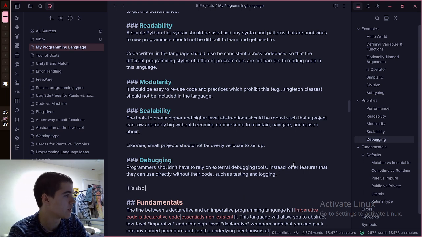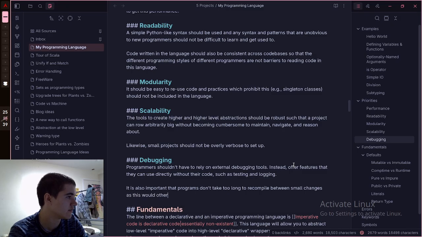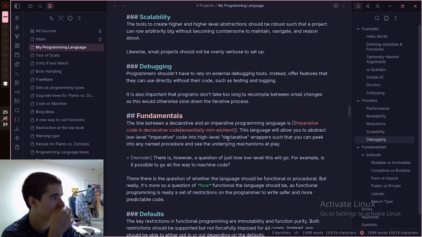It is also important that programs don't take too long to recompile between small changes, as this would otherwise slow down the iterative process, or whatever you call that.